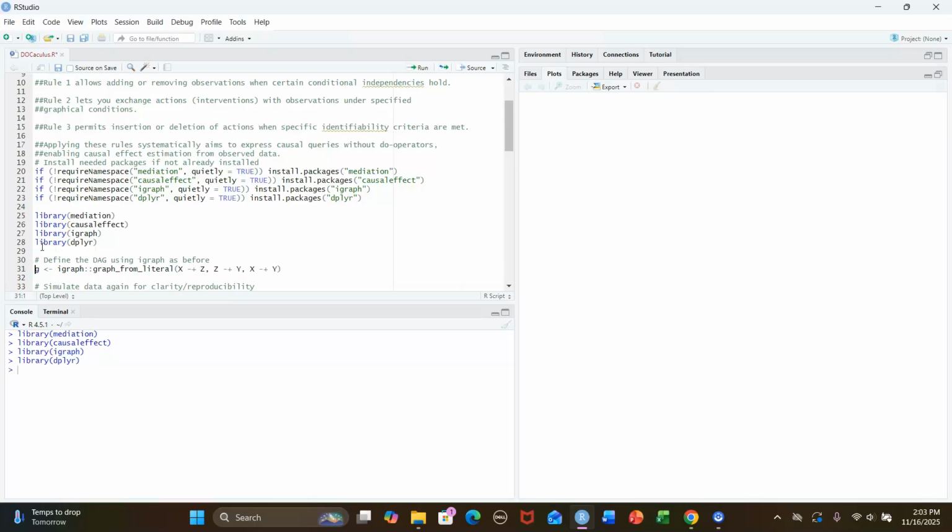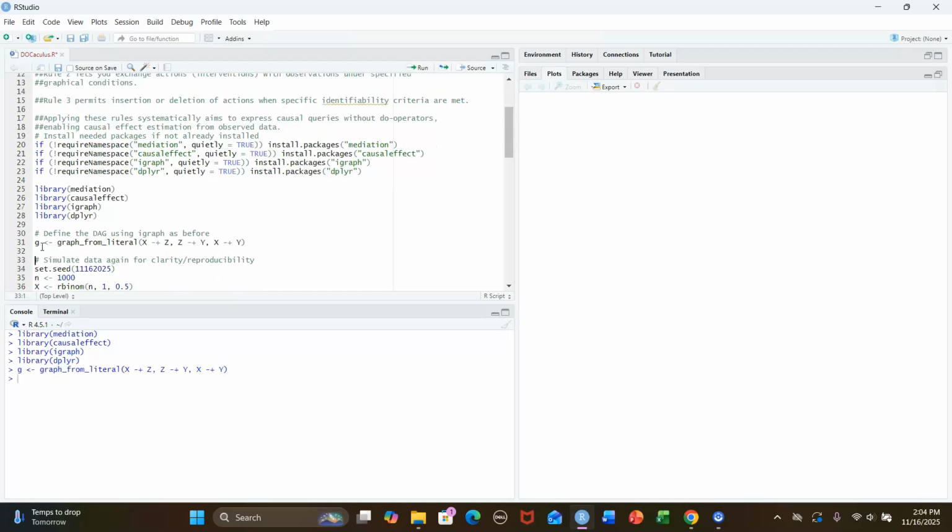I don't think this igraph syntax is necessary here because we loaded the library, so we can use this. So graph from literal, we want X to have a path to Z, and Z goes to Y, and then X goes to Y. So this is a very simple three-component causal graph.